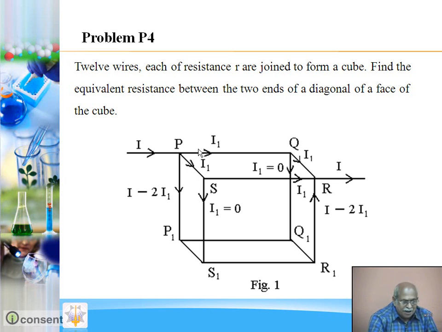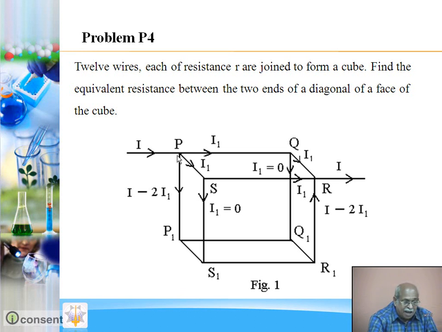Suppose I1. So current here is I1, current here is I1. What will be current here? Out of current I, current I1 goes P to Q, another current I1 goes P to S. So remaining current will go from P to P1. Remaining means I minus twice I1.